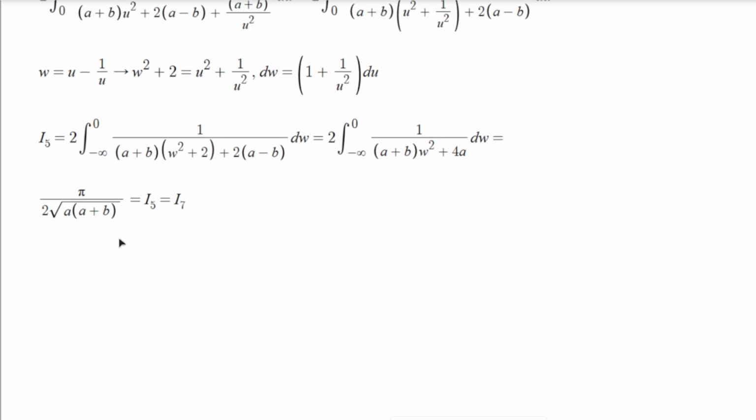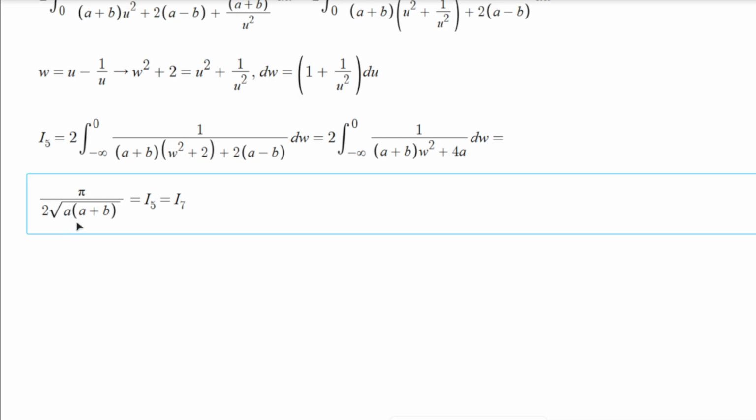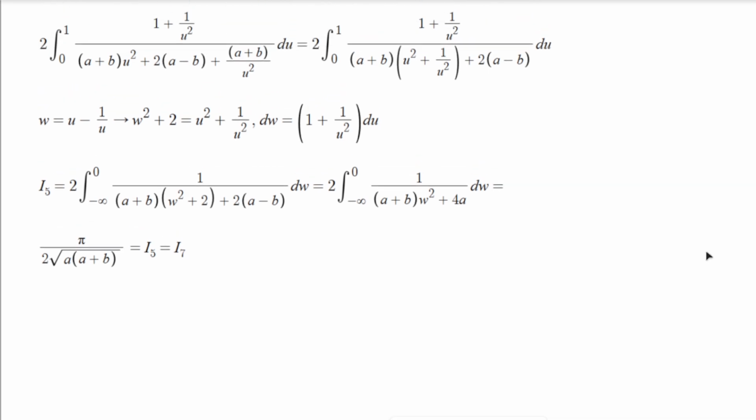And of course, we need to make sure that our a and b are valid. We don't want to get any negatives inside this square root or anything like that.